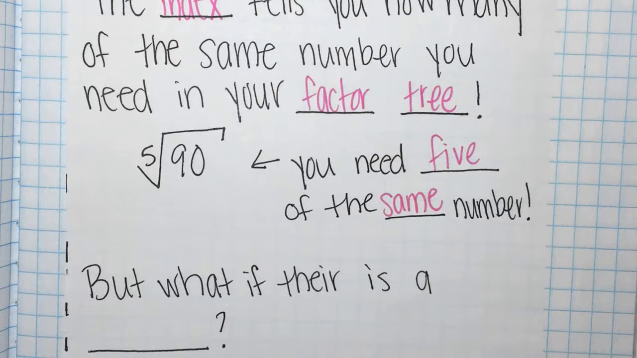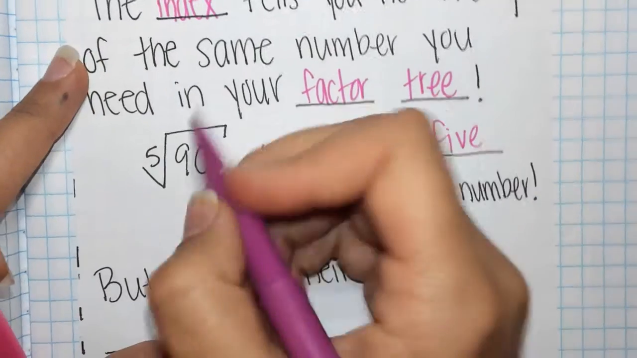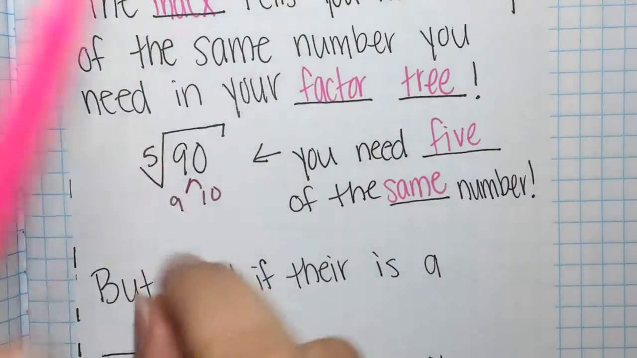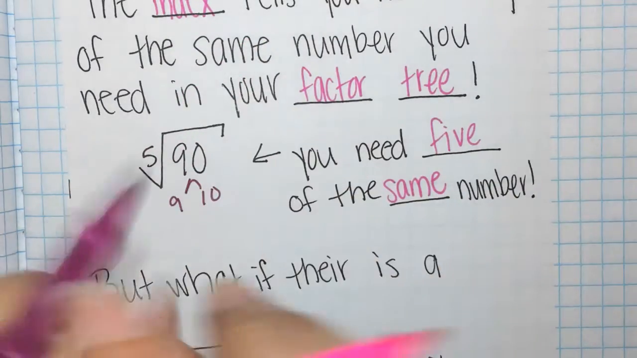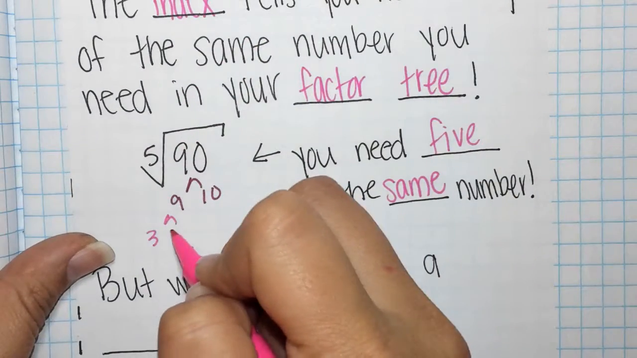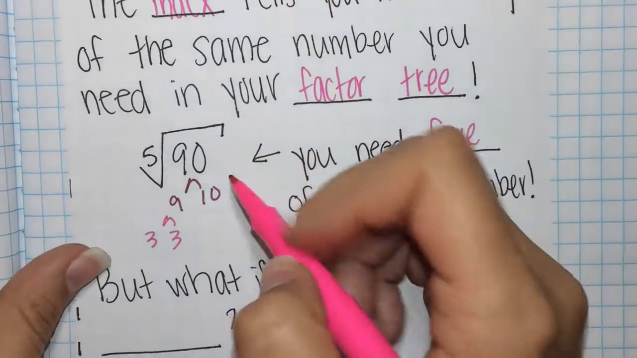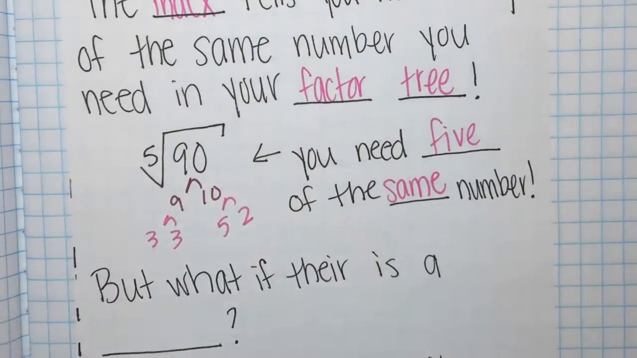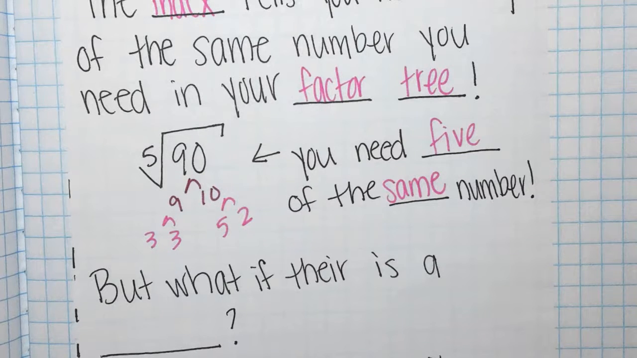Can anybody think of a number that goes into 90? Yes. 9 and 10? Okay. So let's see if we can get 5 of the same number. What does 9 get broken down into? And what does 10 get broken down into? Are we ever going to get 5 of the same number for 90? No. So you leave it. If you can't get 5, leave it.